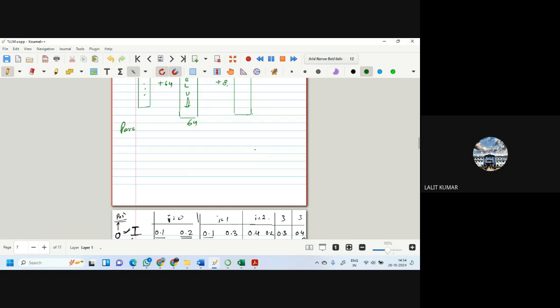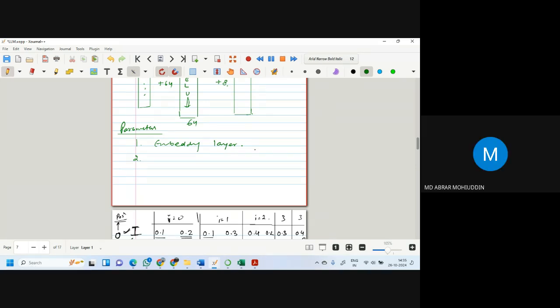Before the feed forward network, we have layer normalization. That I will cover. I just covered this part, and I was going to cover that now.